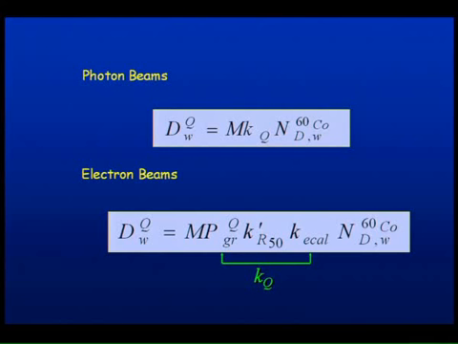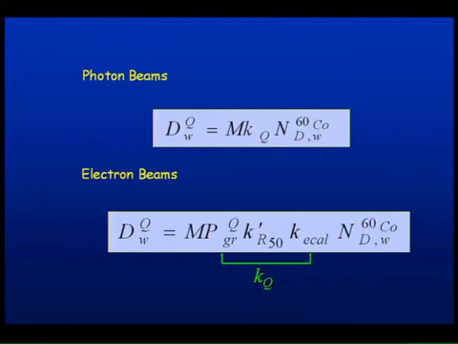This electron quality conversion factor is a function of beam quality, which is identified by R50. R50 is the beam quality, and I'll talk about that soon. So this electron quality conversion factor converts NdW QE cal into NdW Q.